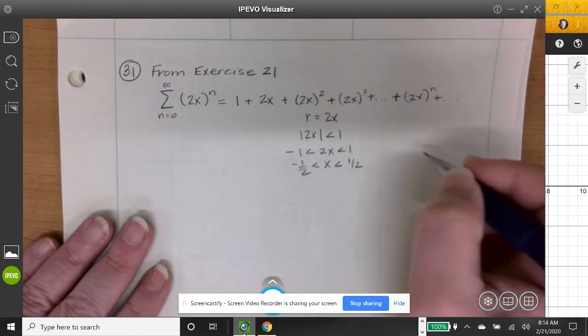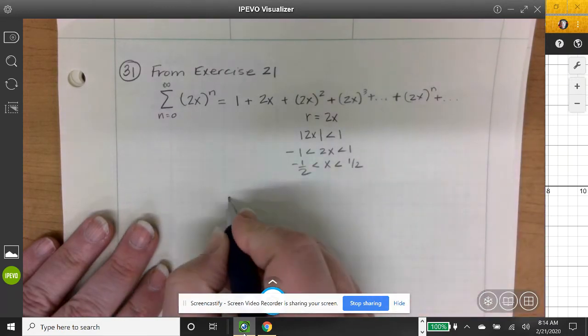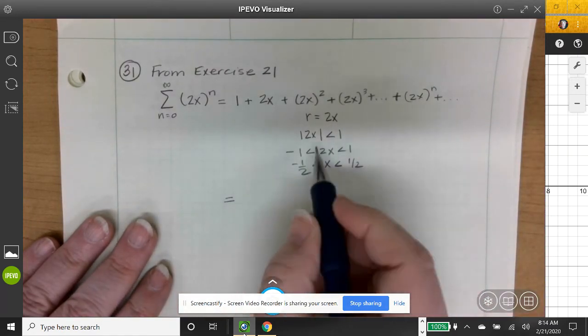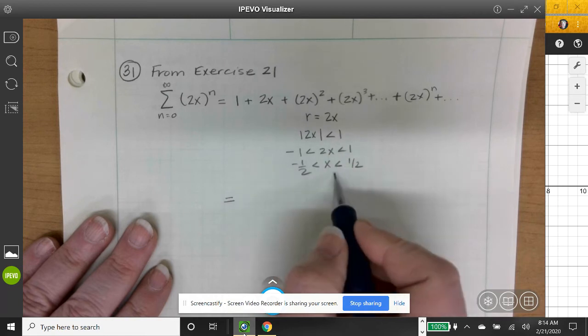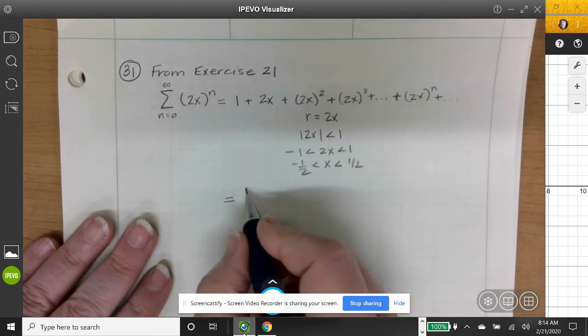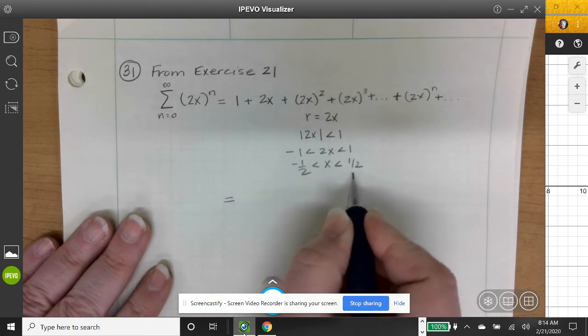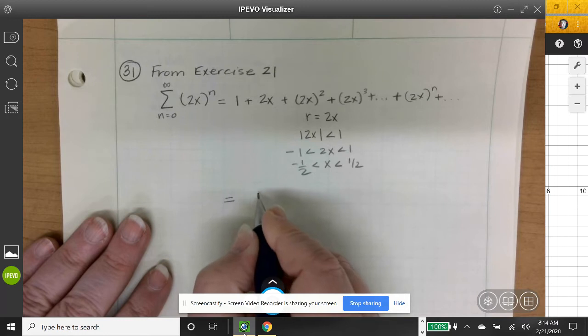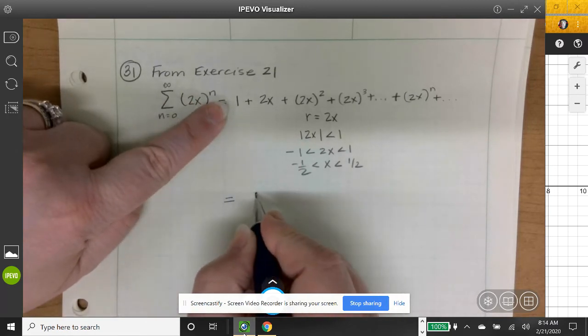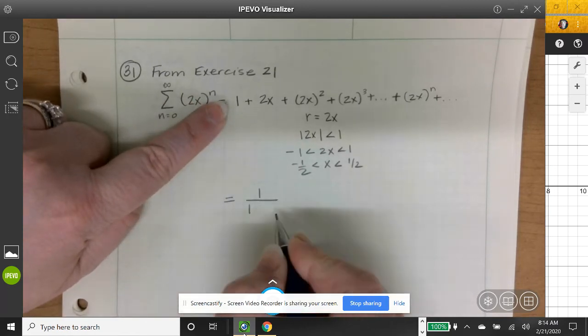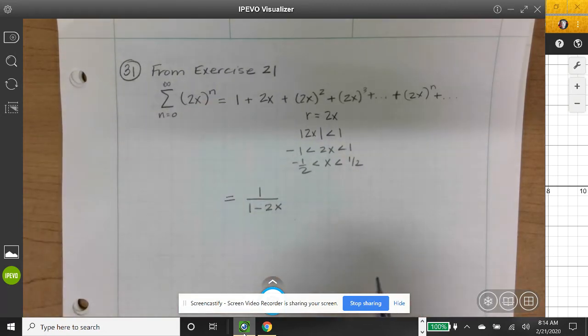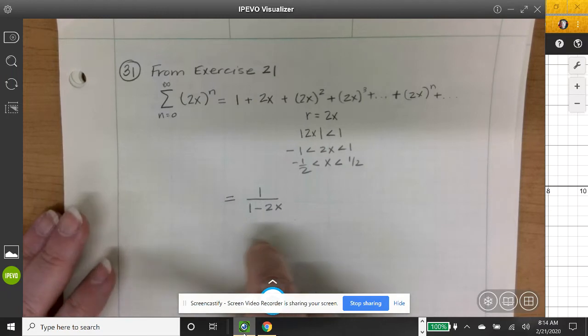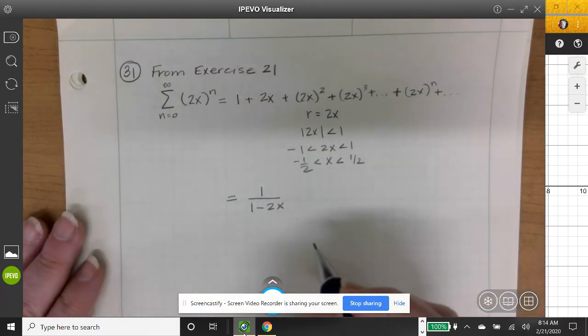Then if r is 2x, we can add up an infinite series if r is between -1 and 1. And in this case, between -1/2 and 1/2, r will be between -1 and 1. And so we can say that this series sums to a sub 1, which is 1, over 1 minus r, which is 2x in this case. So the f of x that we were looking for in exercise 21 is 1 over 1 minus 2x.